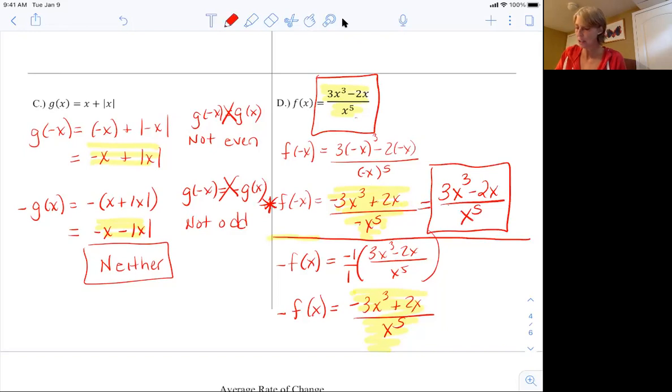These two actually match up. F of negative x matches f of x. So this is actually an even function. Okay.